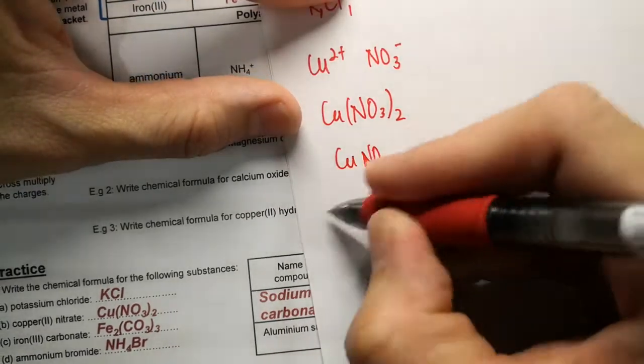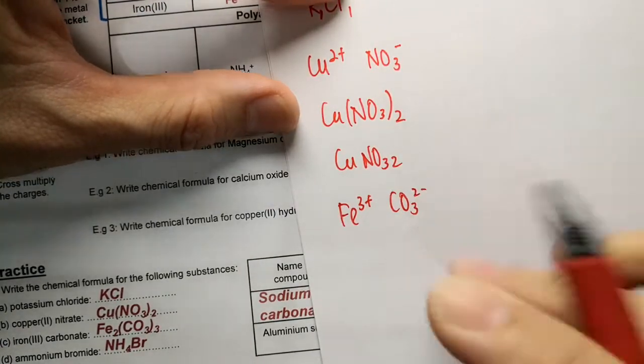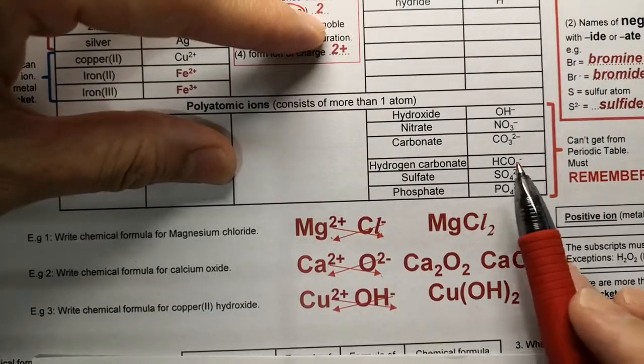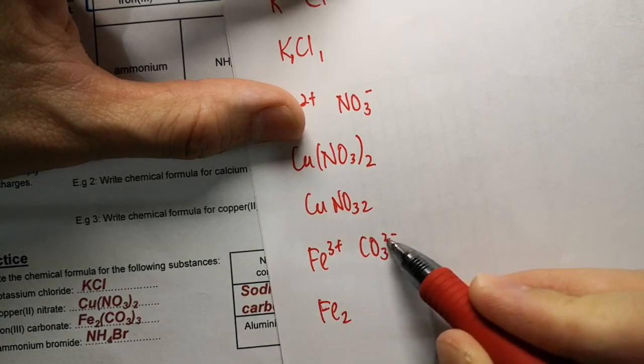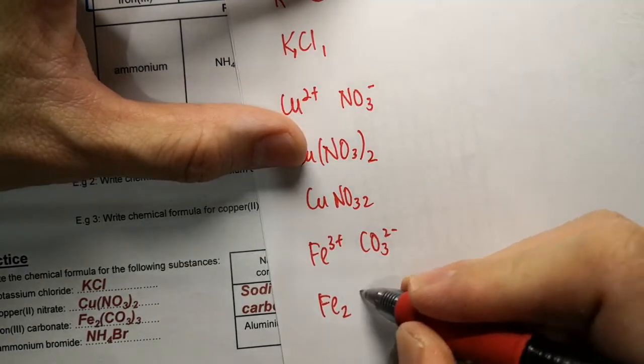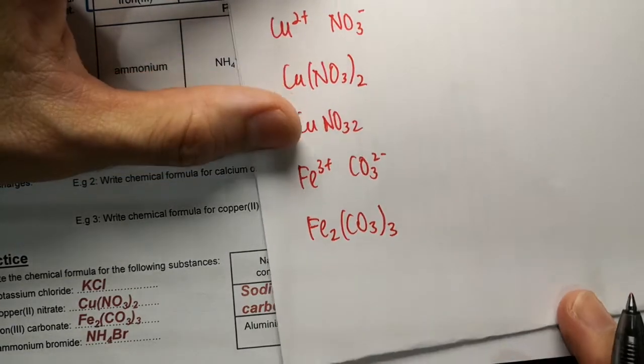Iron(III) carbonate. Iron 3 is Fe3+. Carbonate is CO3 2-. Over here, carbonate, CO3 2-. And when you cross multiply, it will become Fe2. Okay, 2 down here, and CO3 again is a polyatomic ion, so you need to bracket it.